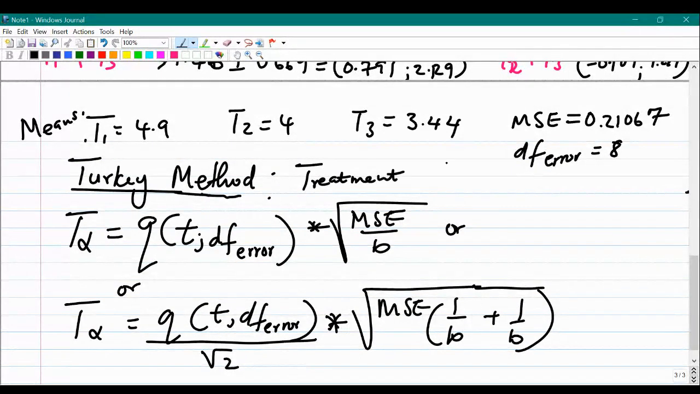Treatment means. Immediately you divide by B here, it means you are testing for the treatment means. Immediately you divide by T here, it means you are testing for the block means.